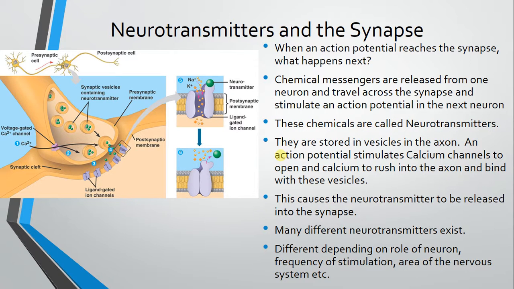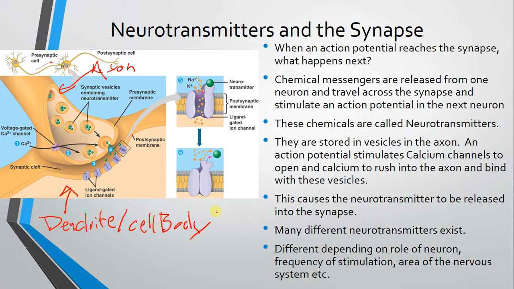So what are neurotransmitters? Well, they answer the question, when an action potential reaches the synapse, what happens? So here's the synaptic cleft, the space between the axon of one cell and the dendrite or cell body of the next neuron, right? How does that action potential get transported over this gap?